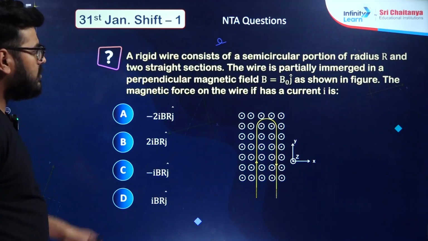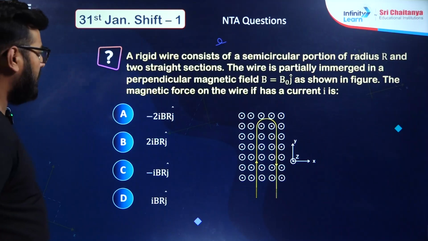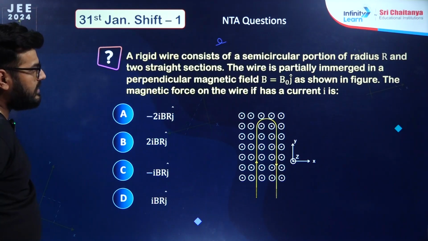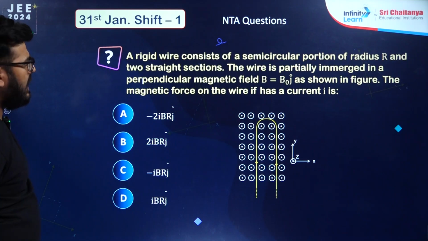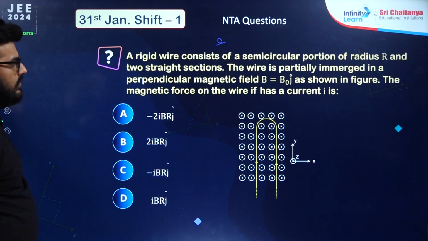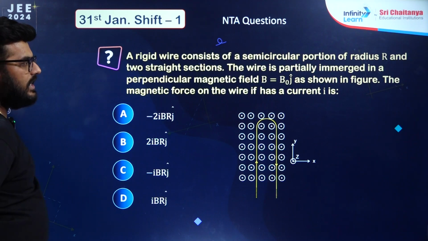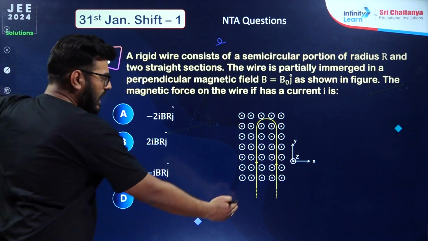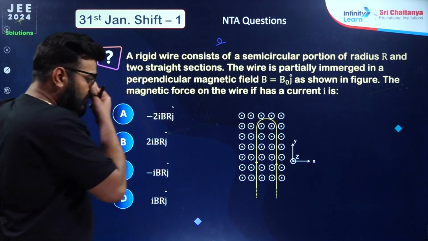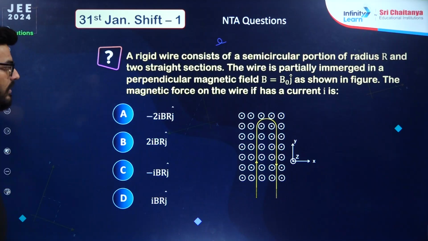Talking about the next one. A rigid wire consists of a semicircular portion of radius r and two straight sections. The wire is partially immersed in a perpendicular magnetic field B equals B naught J cap as shown in the figure. Okay. Now, the magnetic force on the wire, if it has a current I in it. So there's a current I which is flowing in it.